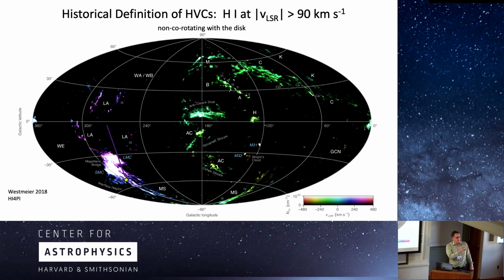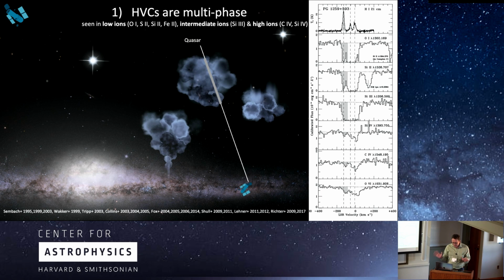So if you ask a lot of people what is an HVC, or if you read a bunch of HVC papers and look in their introduction, they'll often start by saying HVCs are HI clouds in the halo of the Milky Way. Fair enough, but if we were to redefine them now based on what we've learned from Hubble and other instruments, I don't think we would define them as neutral clouds. We would define them as multi-phase clouds. And multi-phase is, of course, another one of the big themes of this meeting.